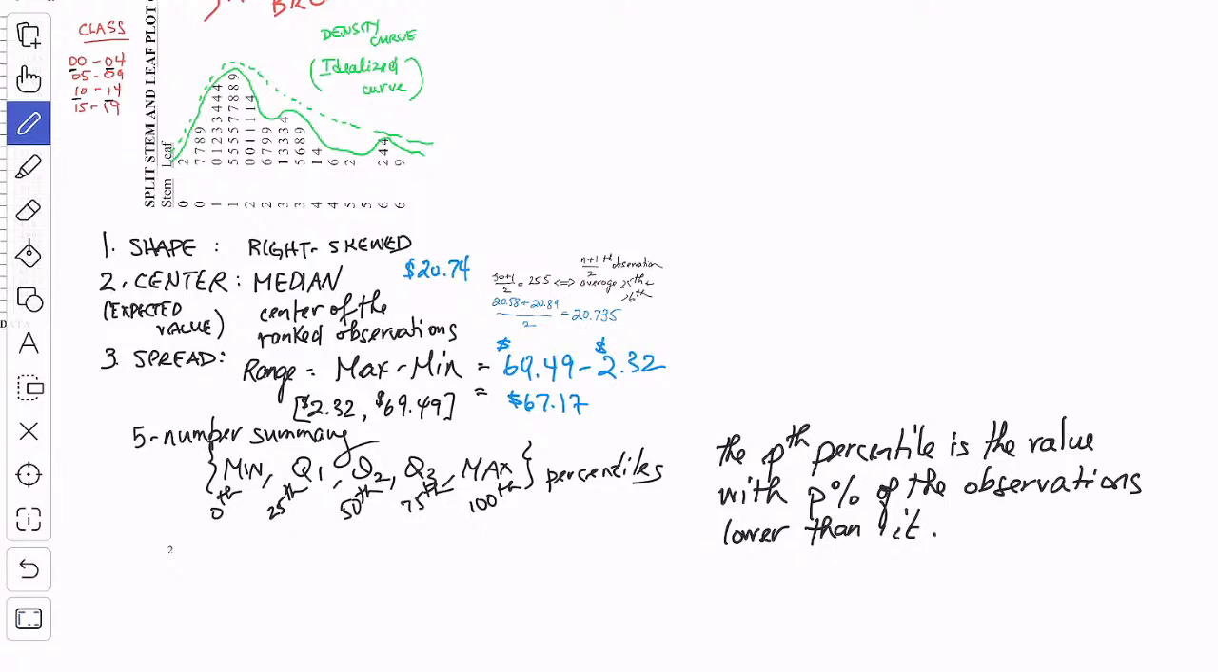Okay, the pth percentile is the value with p% of the observations below it or lower than it. So 0 percentile is the minimum value because there's no observations below it. The 25th percentile has 25% of the observations below. The 50th percentile has 50% of the observations below and 50% above. The 75th percentile has 75% of the observations below, and the 100th percentile has 100% of the observations below. It's called the maximum. Only other thing I have to tell you is there's another word for this.